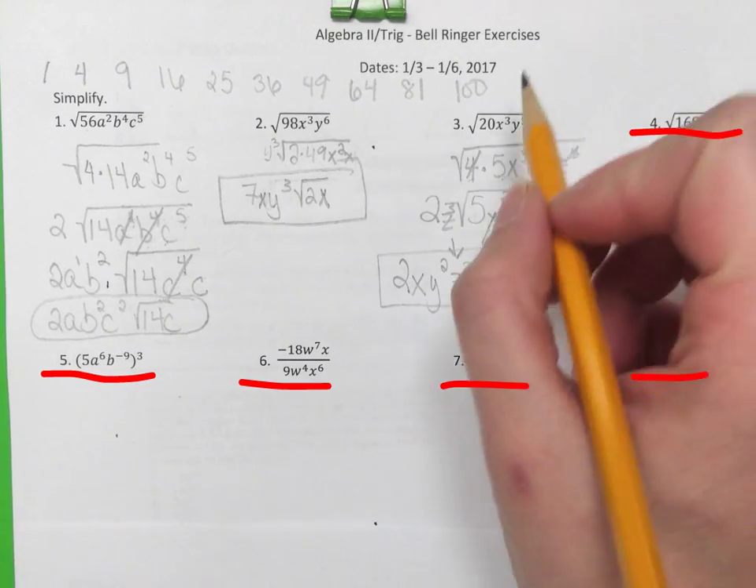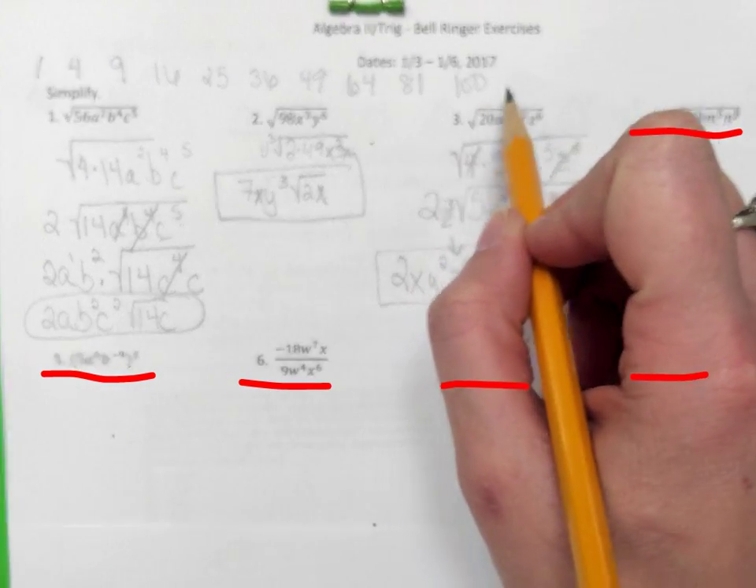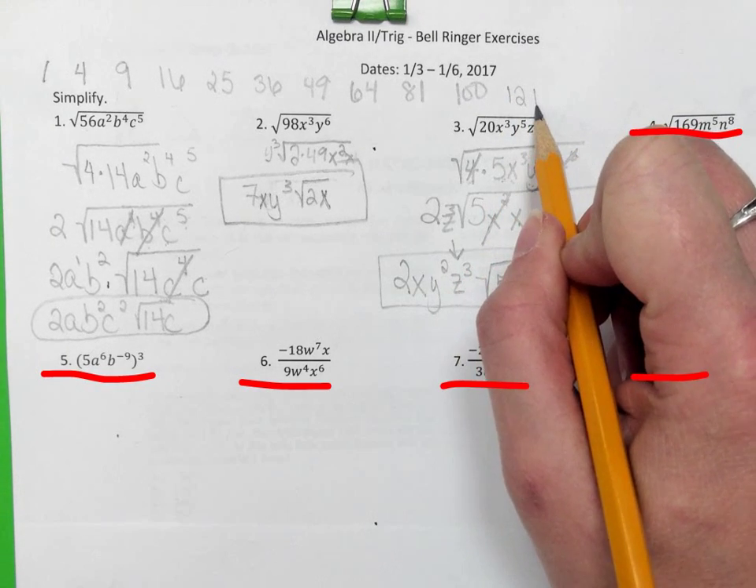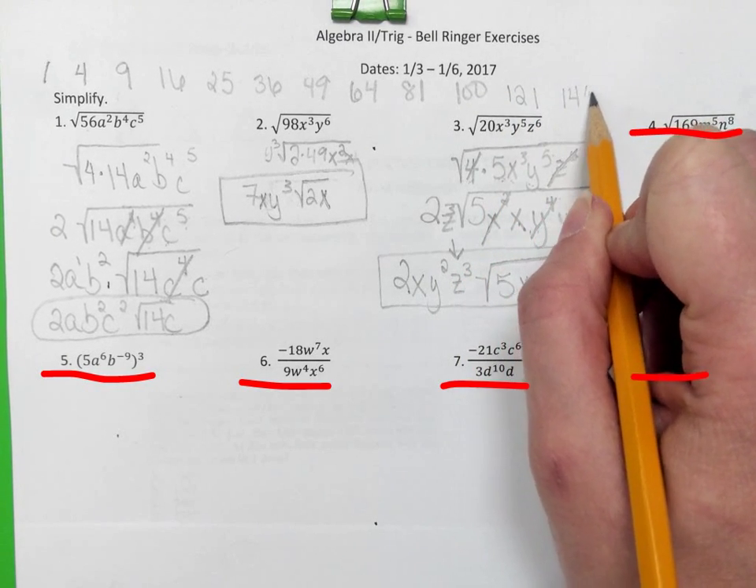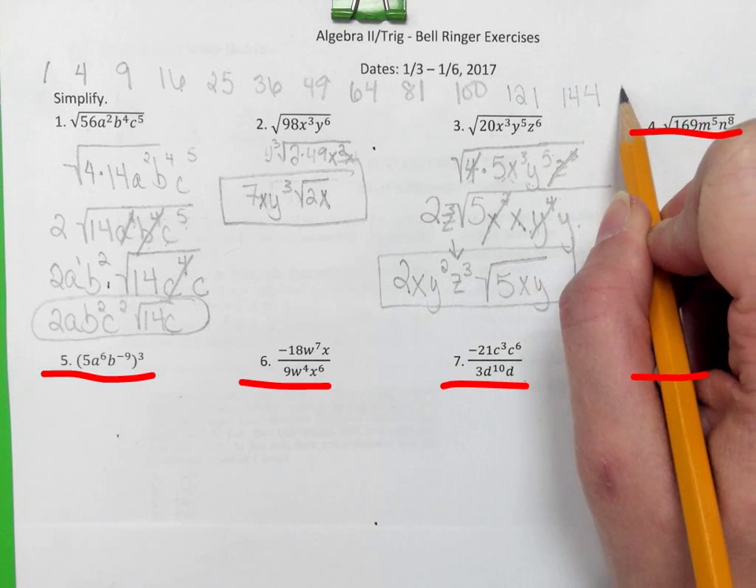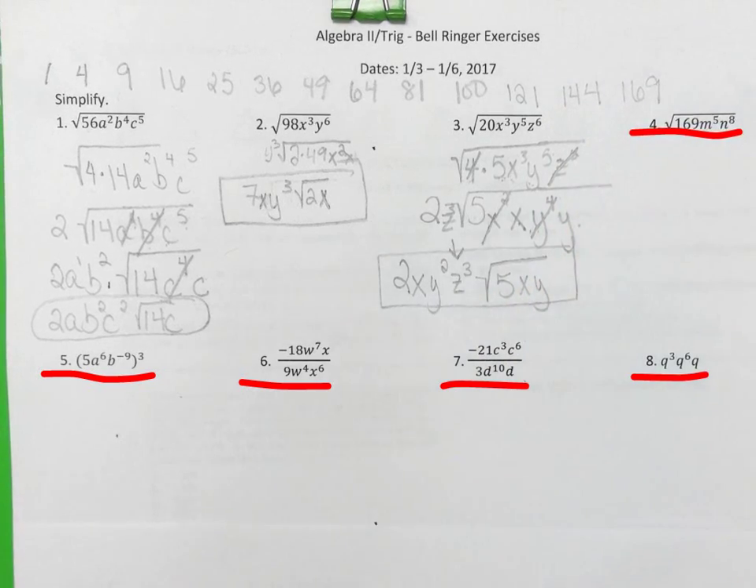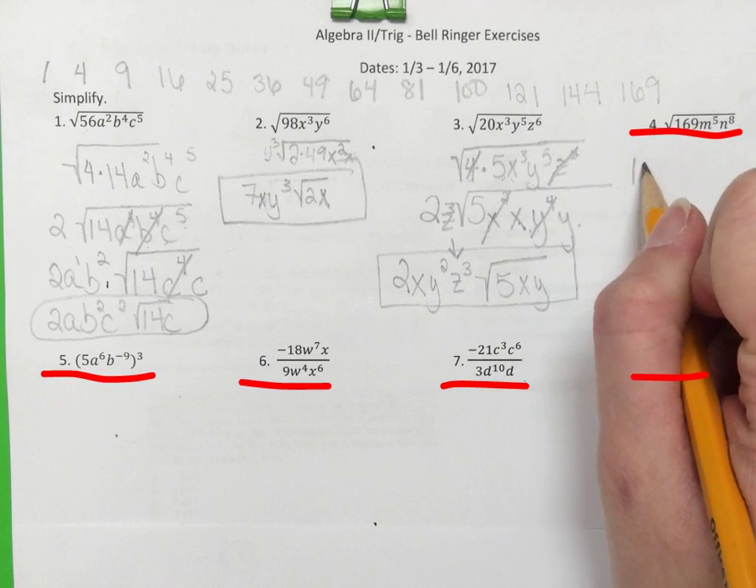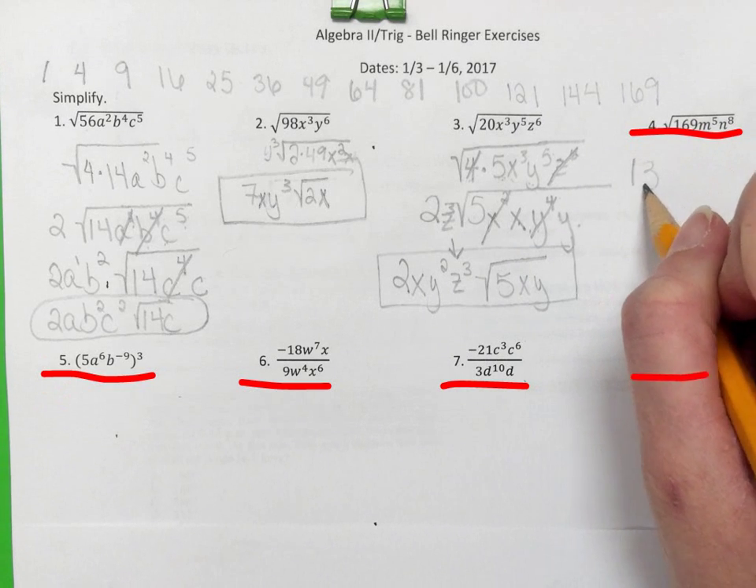So we stopped at 100. What's the next perfect square after 100? 121. What's the next one after 121? And the next one after 144? 169. See right there? It's a perfect square. So what is the square root of 169? Just 13. A lot of you were trying to put square root of 13. It's just 13.